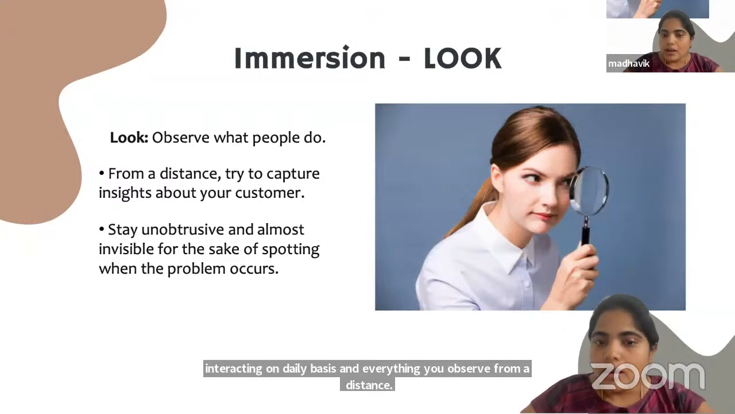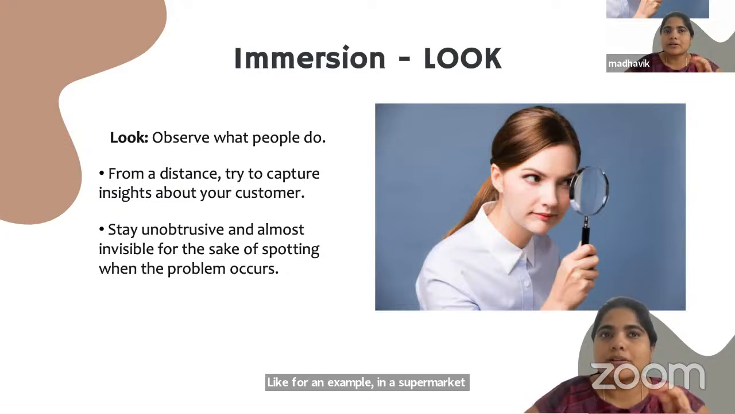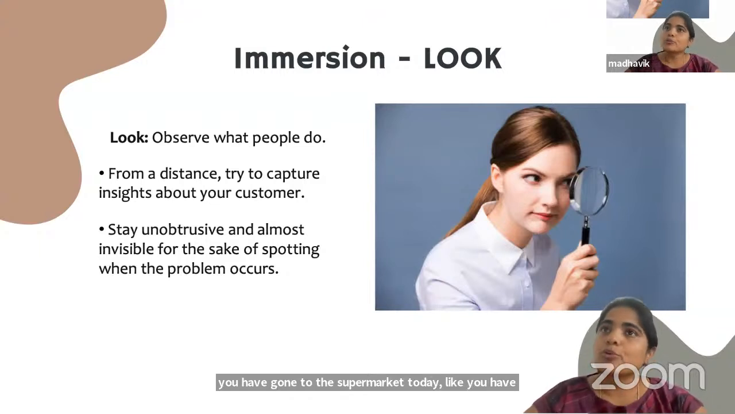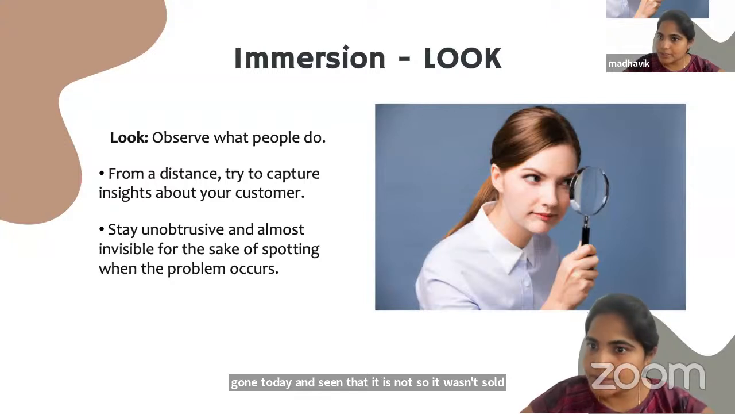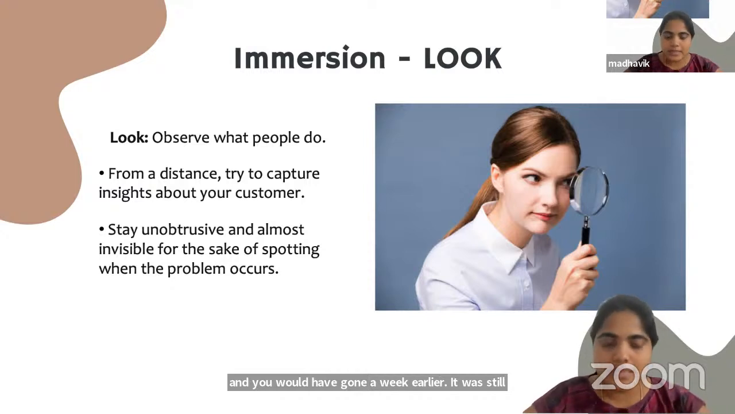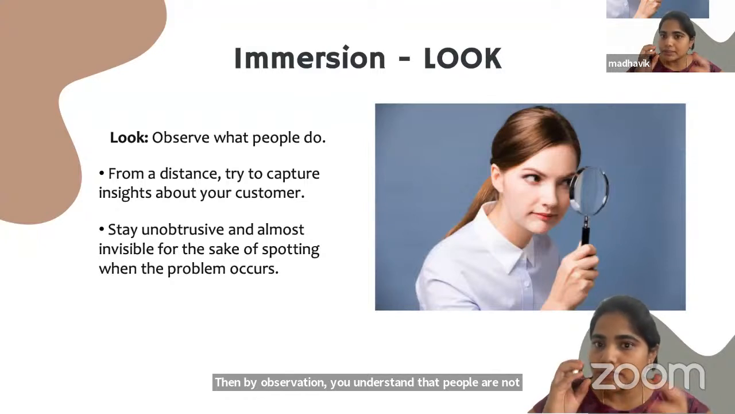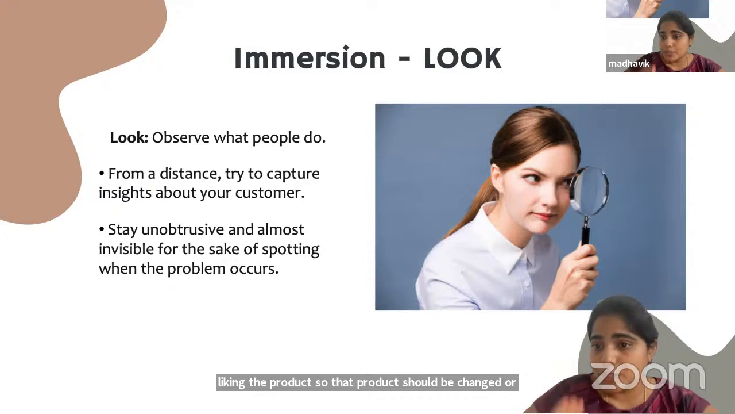For example, in a supermarket, there might be a particular item which is not being sold. You have gone to the supermarket today and seen that it wasn't sold, and when you went a week earlier, it was still in the same place. Maybe at that time you look and see people coming, looking at the product, putting it back and going away. Then by observation you understand that people are not liking the product, so that product should be changed, or something like that. You understand through your look, by observing what is happening there.